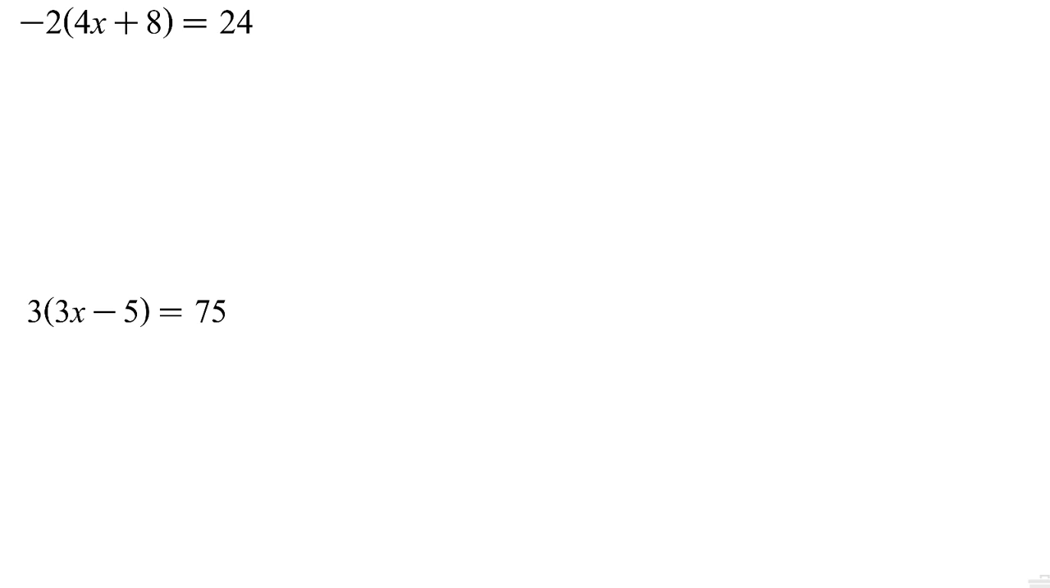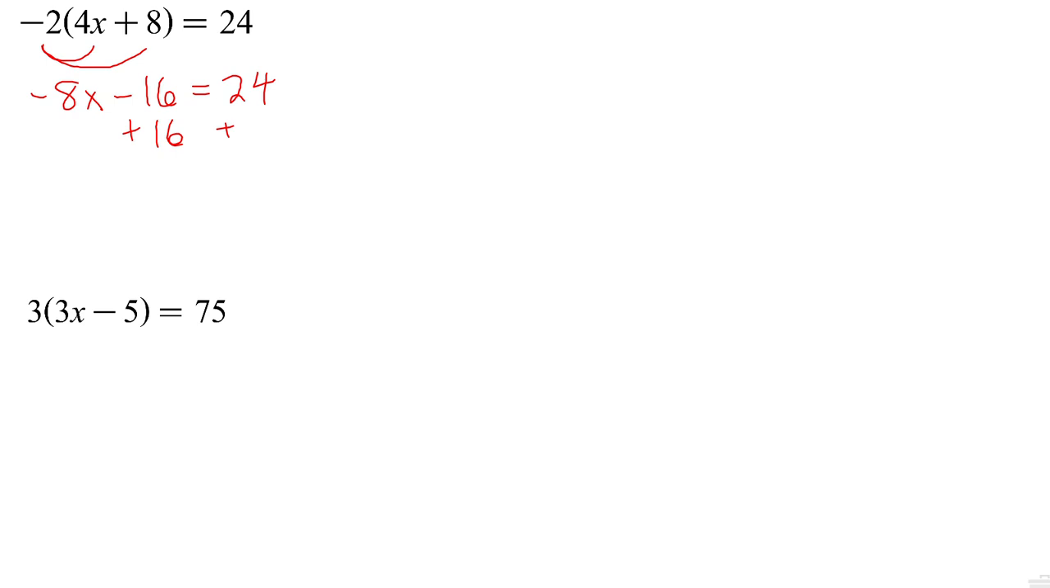So we'll do a couple more of these, and we can probably just do them all both ways. Might as well. We'll start off with just distributing the negative 2 here. Negative 2 times 4x is negative 8x, and negative 2 times 8 is negative 16. So we have negative 8x minus 16 equals 24. And now it's just a regular two-step linear equation.